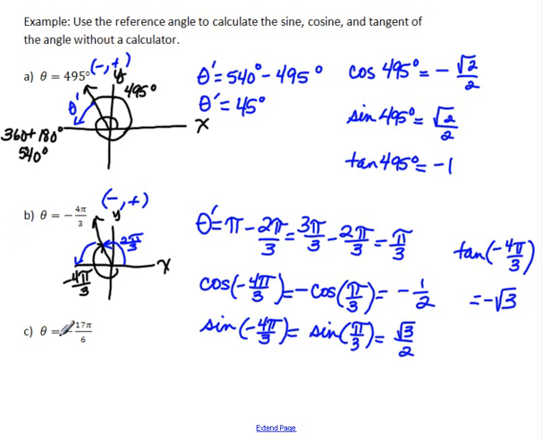Now, what about negative 17 pi over 6? Where in the world is that? Well, if you think about negative 17 pi over 6, that's almost negative 18 pi over 6, right? Negative 18 pi over 6 would be negative 3 pi. So what we're doing here is thinking about going one full revolution around, negative 2 pi, and almost a negative pi. So negative 17 pi over 6 is going to look like this.